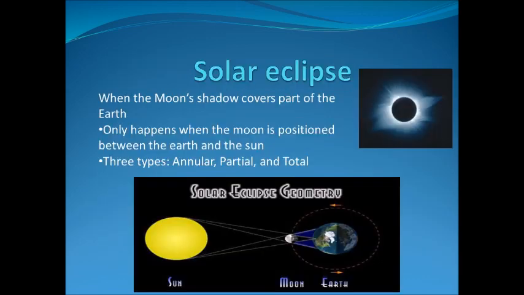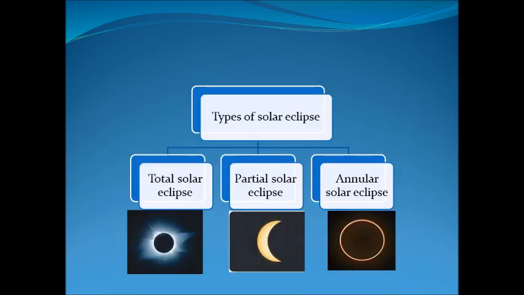Solar eclipse. The word solar means something related to the sun. A solar eclipse happens when Earth, Moon, and Sun are in a straight line, and the Moon is between the Sun and Earth. So it happens when the Moon's shadow covers part of the Earth. There are different types of solar eclipse according to your position on the Earth. These types are total solar eclipse, partial solar eclipse, and annular solar eclipse.